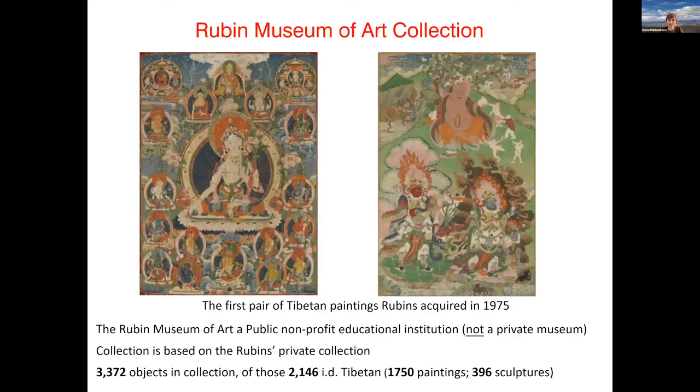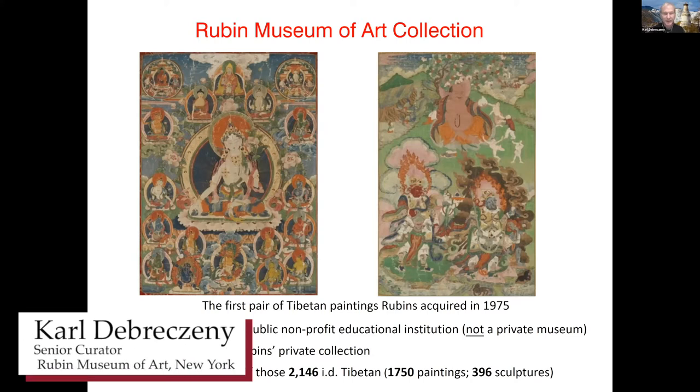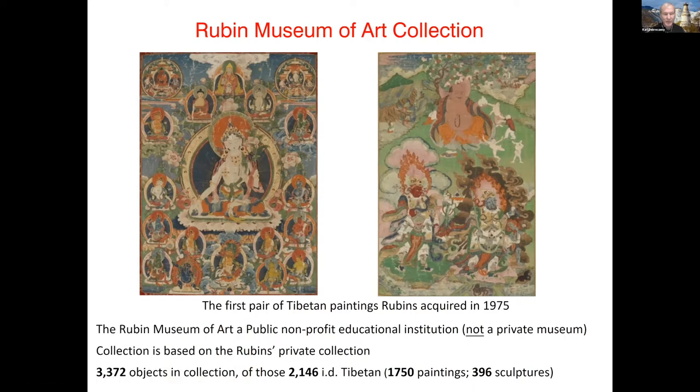Karl, take this on. So while it's a public institution, the collection is based on the founder's private collection, that of Shelley and Donald Rubin. So for instance, here are the first two paintings the Rubins acquired in 1975, and they mostly acquired their collection from galleries in New York.